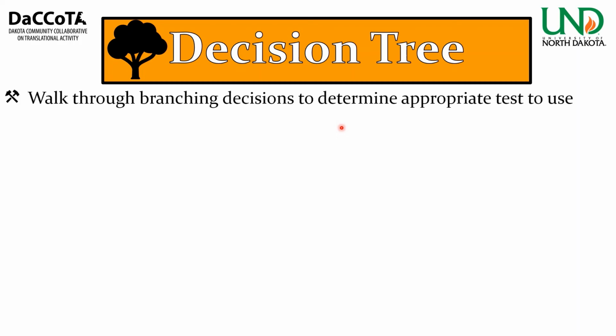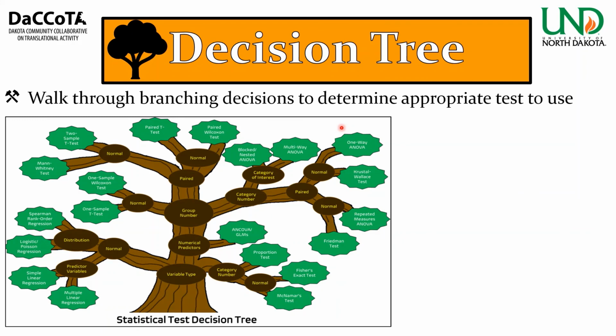Lastly here, we have the decision tree, which is walking through branching decisions to determine an appropriate test to use. There are common ones on the web. I actually even put together one for an animated video I did on a statistical test decision tree. You can see here, depending on variable type, how they're distributed, etc., the kind of test. This doesn't give a lot of information about how you decide on the branches, so if you want to see that, you can go to the video.